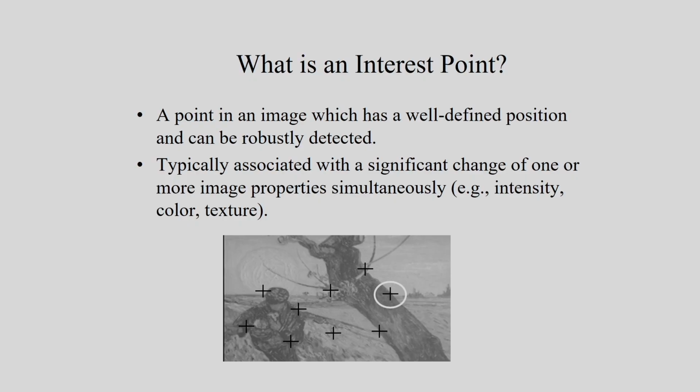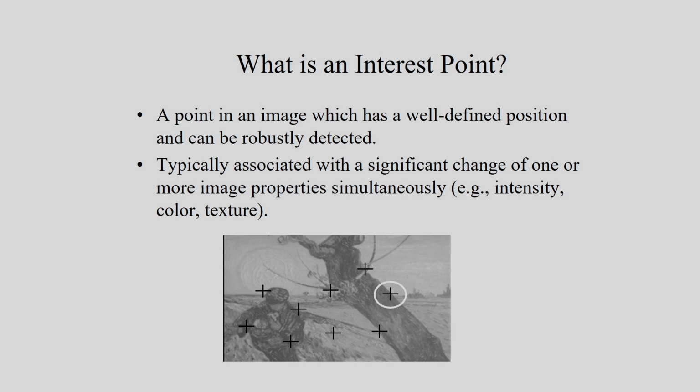Let us see the concept of the interest point. What is the definition of an interest point? A point in an image which has a well defined position and can be robustly detected, that is the definition of an interest point. And at an interest point, there is a significant change of one or more image properties simultaneously. I can give one example: intensity and color may change at the interest point, or color and texture may change at the interest point. I have already mentioned that the corner point is one example of an interest point, but interest points could be more generic than corner points.